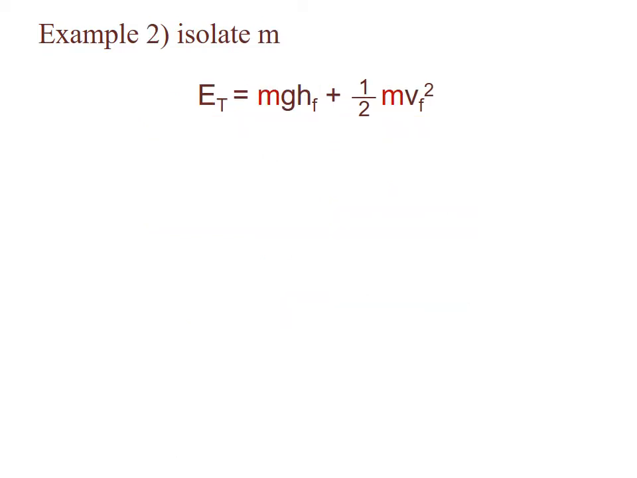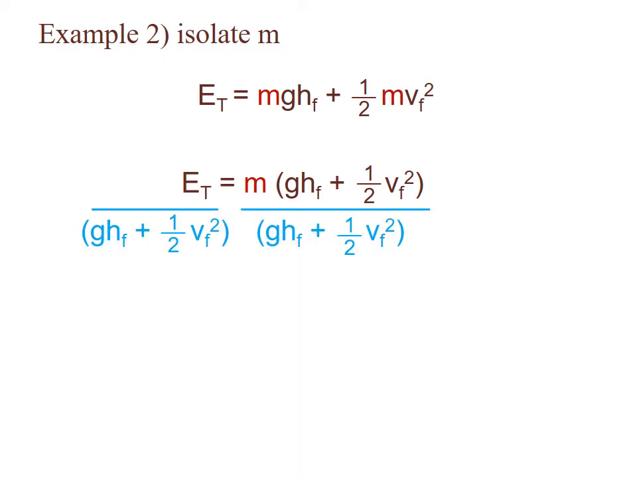Example 2. Total energy is equal to potential energy plus kinetic energy. So ET equals mghf plus half mvf squared. I want to isolate m. I see that m is located in two different spots, and I can take it out as a GCF. Now m is being multiplied by ghf plus half vf squared. So to get rid of it, I will divide both sides by that big chunk of stuff. So now on the right-hand side, ghf plus half vf squared on the top will factor out with ghf plus half vf squared on the bottom. Now I have m isolated.